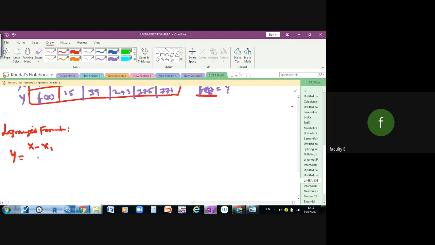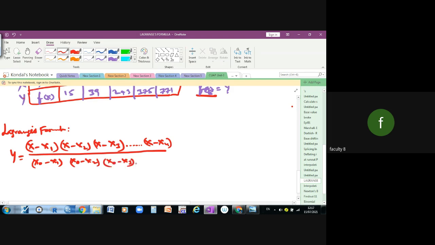x minus x1, x minus x2, x minus x3. So dot, x minus x1, divided by x0 minus x1, x0 minus x2, x0 minus x3, into y0, plus. So this is only one term.